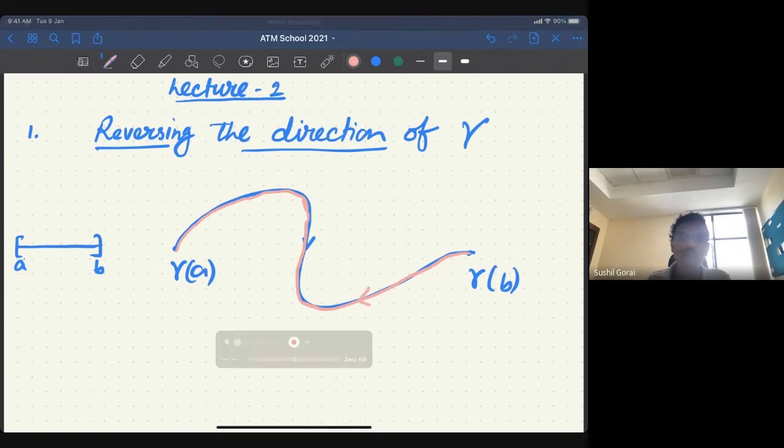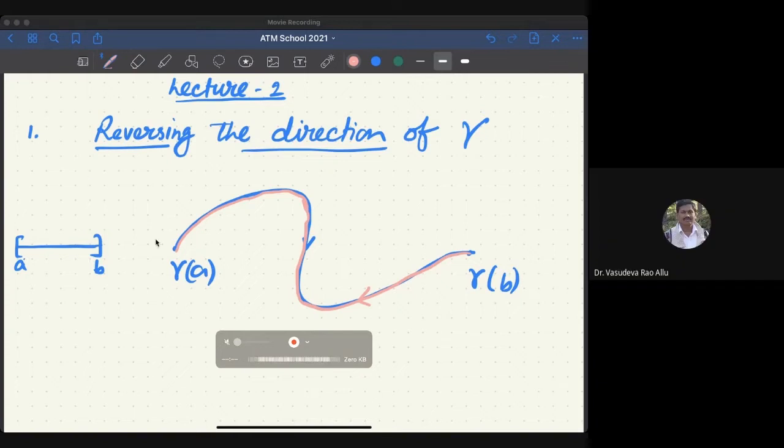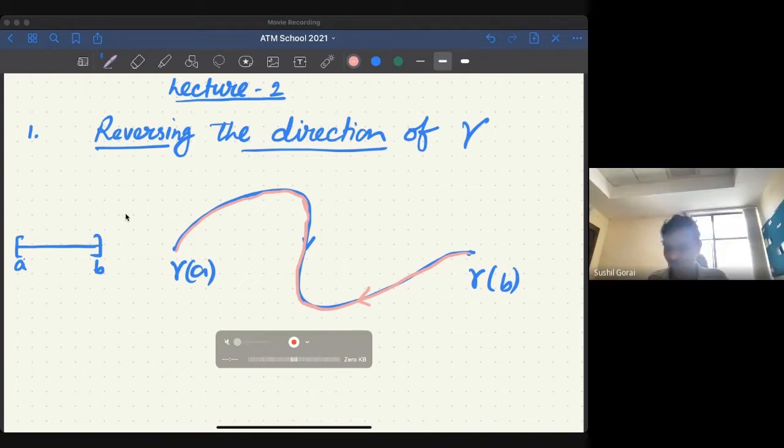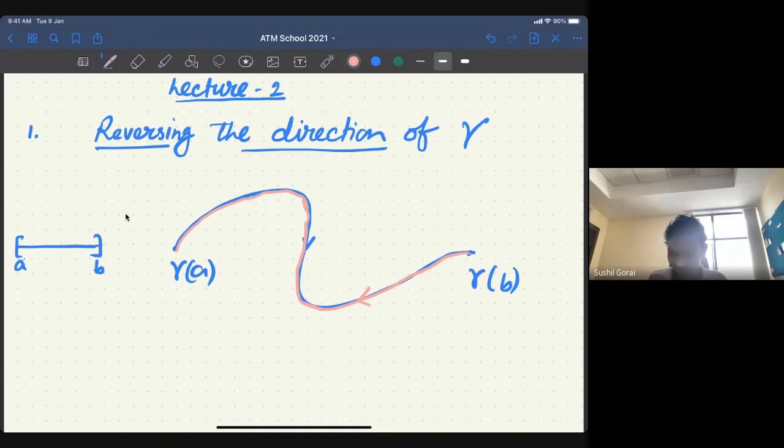Oh, what happened? Can you see my screen? Yes, we can see your screen. Okay, so something opened, some folder opened actually. Sorry for that.